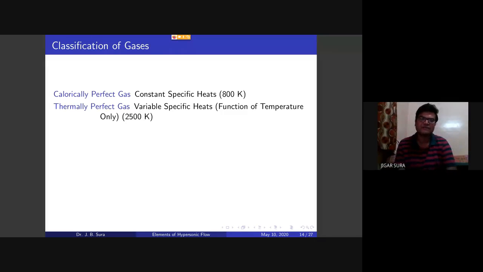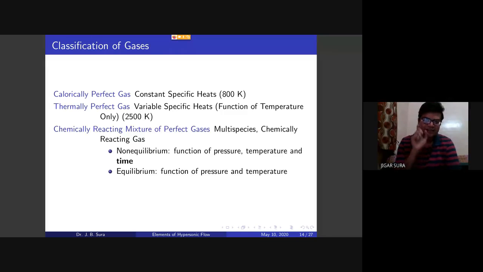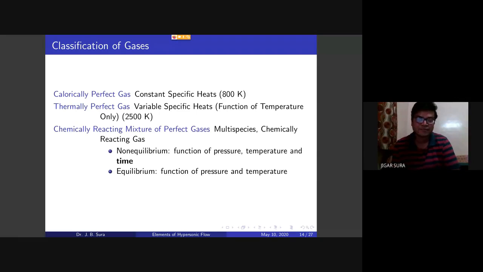So we can assume thermally perfect gas and survive with that. But if you really reach hypersonic flight, Mach 8 and above, Mach 16 and above, Mach 26, 36 and so on, you will have a chemically reacting mixture of perfect gases. That means nitrogen is reacting with oxygen, carbon dioxide is reacting with oxygen, or because of the temperature, carbon dioxide becomes carbon monoxide plus oxygen, ozone changes its property, all these things. So multi-species and chemically reacting gas.